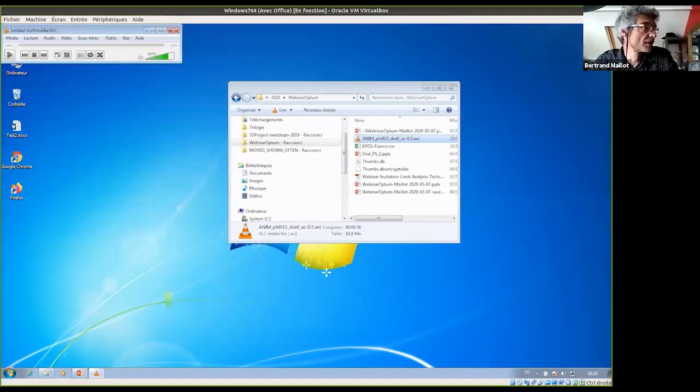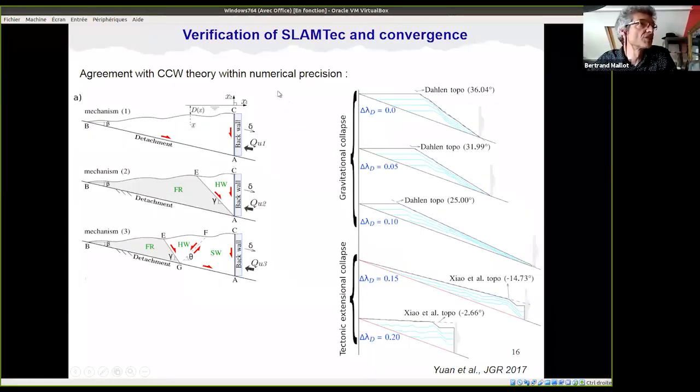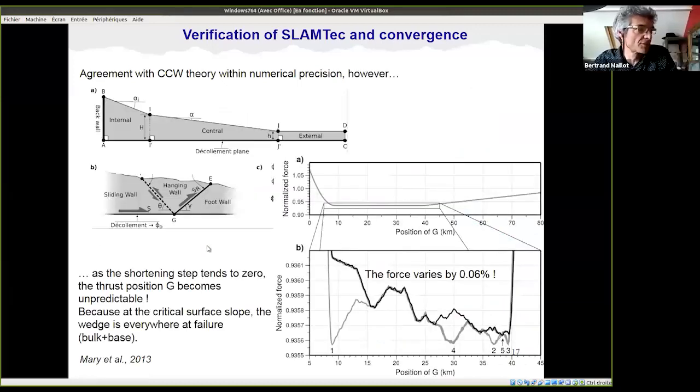Okay, let's come back to this. I'll pass on this one very quickly, but it's just to assure you that we verified SlamTech and it converges to the analytic solution of the critical Coulomb wedge theory. So I'll just go faster on that one. That one as well, if you want to know, we can come back to it later. It's about the convergence towards the critical value and the fact that sometimes it's difficult to find the minimum of the force because we find a force that can vary only by a fraction of a percent.